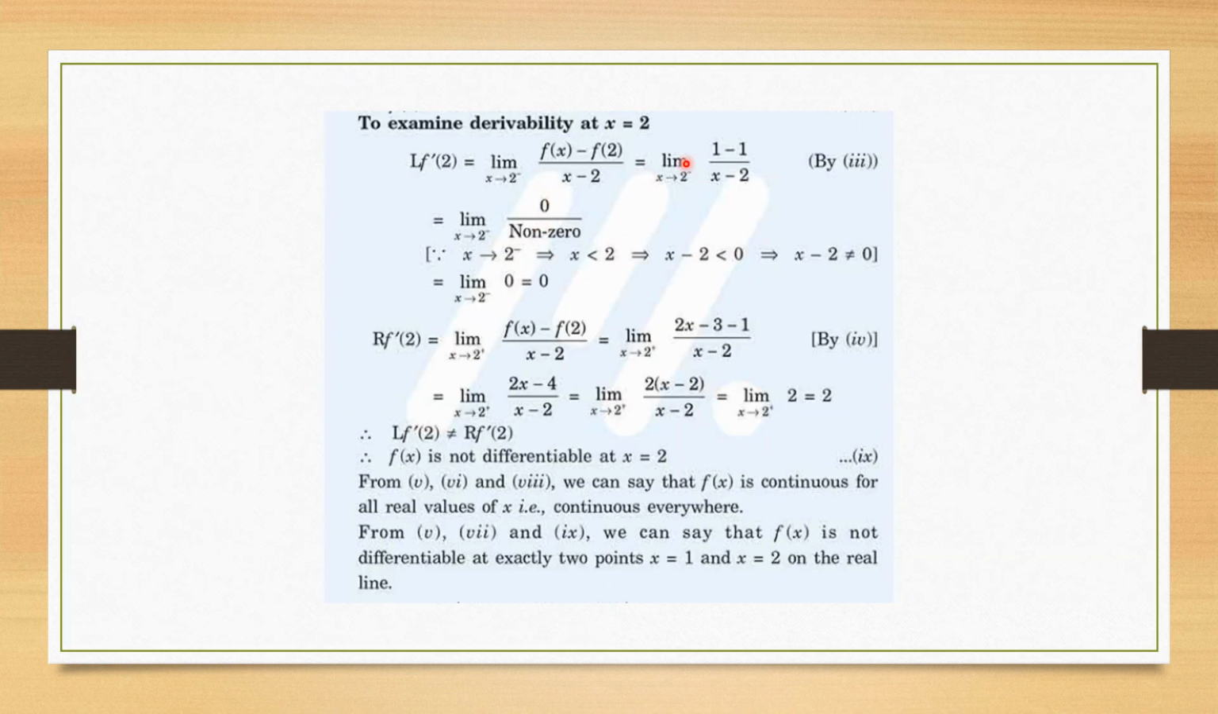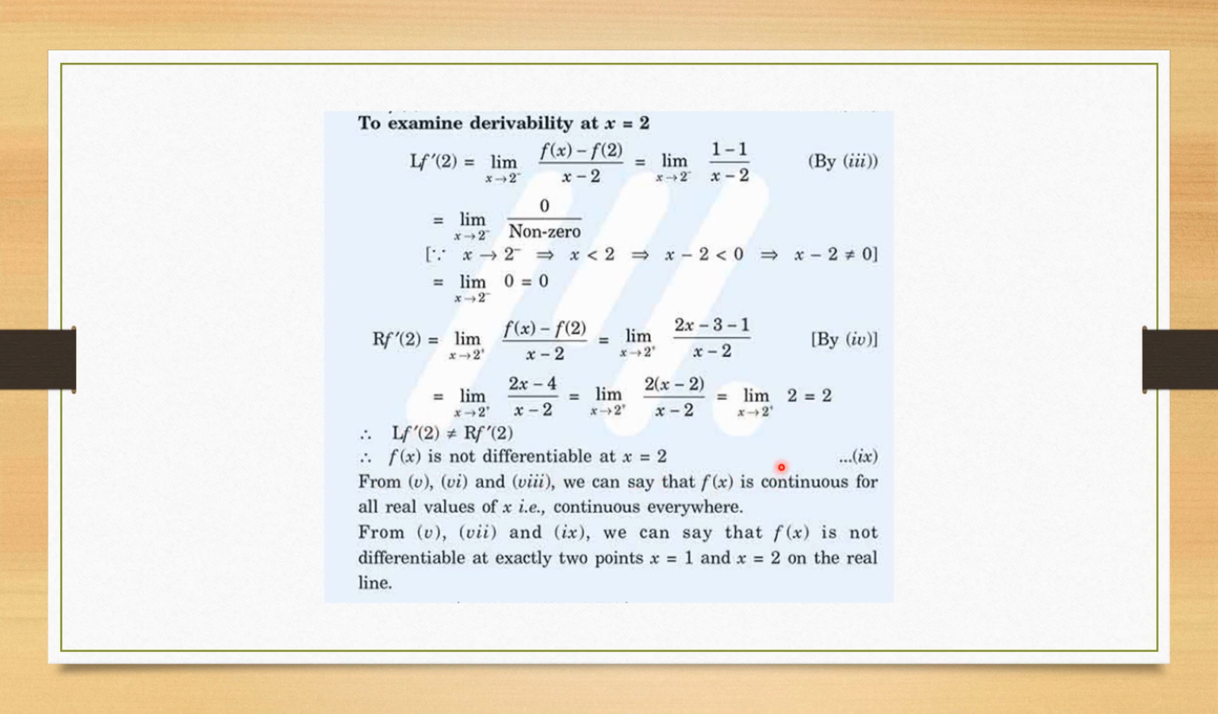Again comes the differentiability. For the left hand derivative, the limit as x approaches 2 from the negative side of (f(x) minus f(a)) upon (x minus a) is 0 upon some non-zero number, which is 0, and the RHD will turn out to be 2 when you solve it. So both are not equal, so the function is not differentiable.